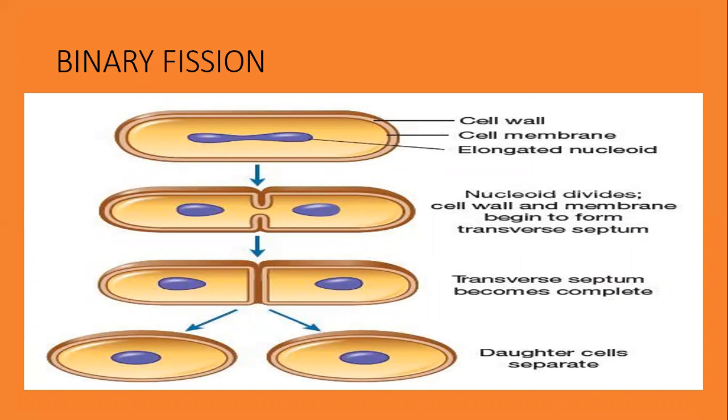Binary means two and fission means division. In this, first, the nucleus elongates and divides into two, followed by the division of the cytoplasm across the middle and formation of two daughter cells. Each daughter cell grows as a separate individual. It is the most primitive type of asexual reproduction found in bacteria, fungi, and algae.